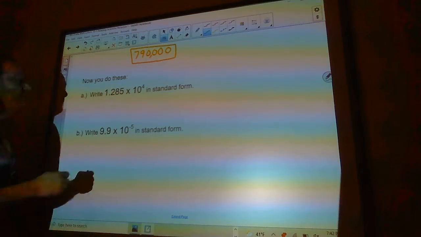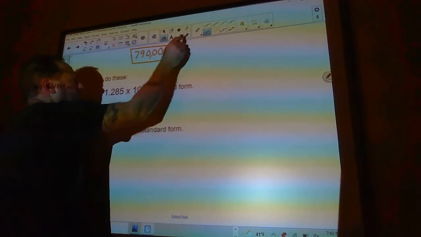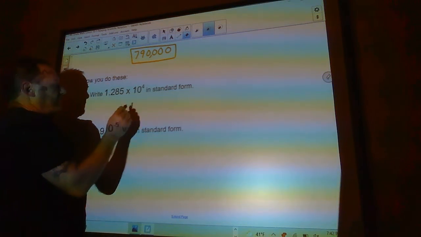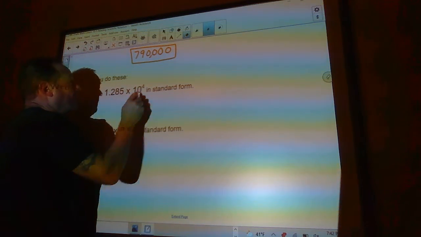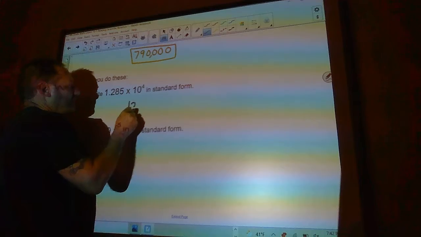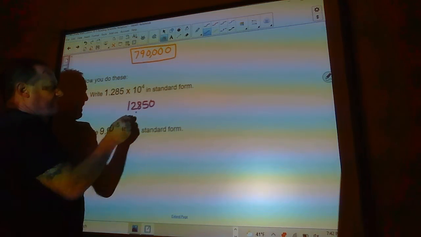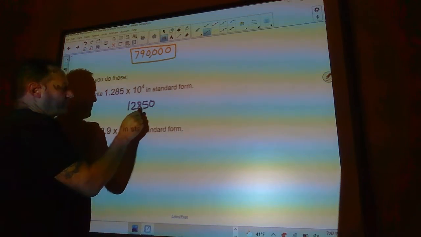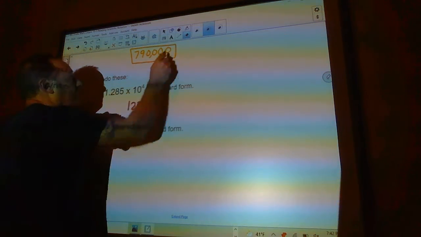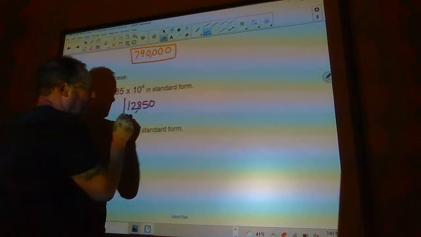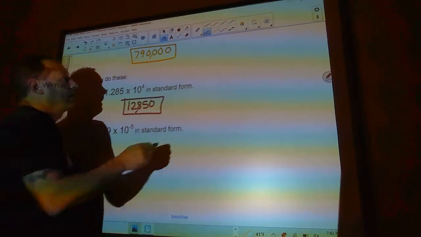Okay, so this first one I'm going to move the decimal 4 places to the right, so it's going to be 1, 2, and then there we go, 12,850. I move the decimal 1, 2, 3, 4 places. 12,850.